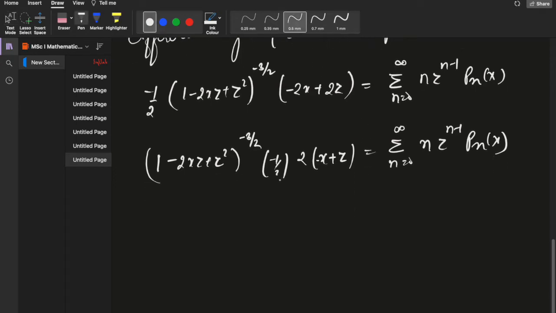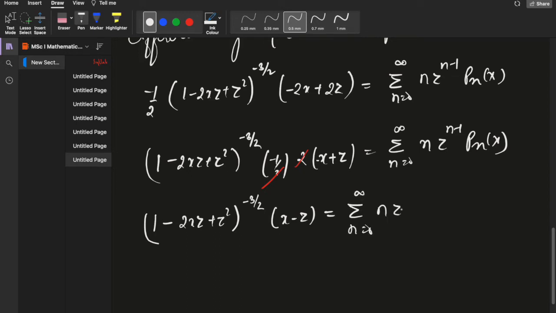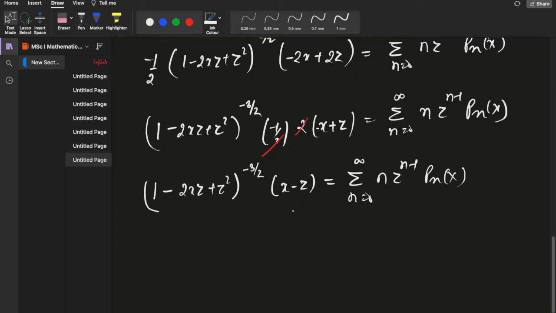Alright, I just cancel out this 2 by this 2 factor and multiply minus 1 inside. So the final result becomes (1 minus 2xz plus z square) to the power 3 by 2, x minus z becomes positive because of this negative sign. Alright, I just multiply minus 1 with these factors, is equal to summation n equals 0 to infinity n z to the power n minus 1 Pn(x). Good.